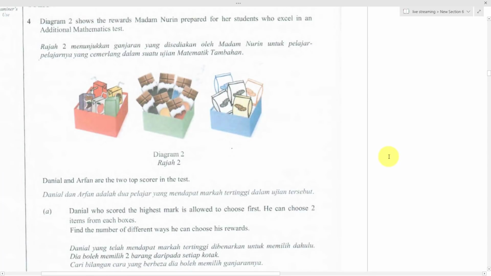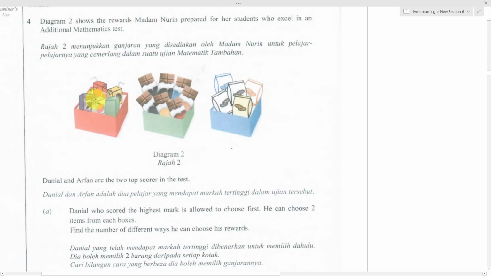Alright, the second part is a little bit hard. This diagram shows the reward Madam Nurin prepared for her students who excel in an MF test. Daniel and Afan are the two top scholars in the test. Daniel, who scored the highest mark, is allowed to choose first. He can choose 2 items from each box. Find the number of different ways he can choose his reward.